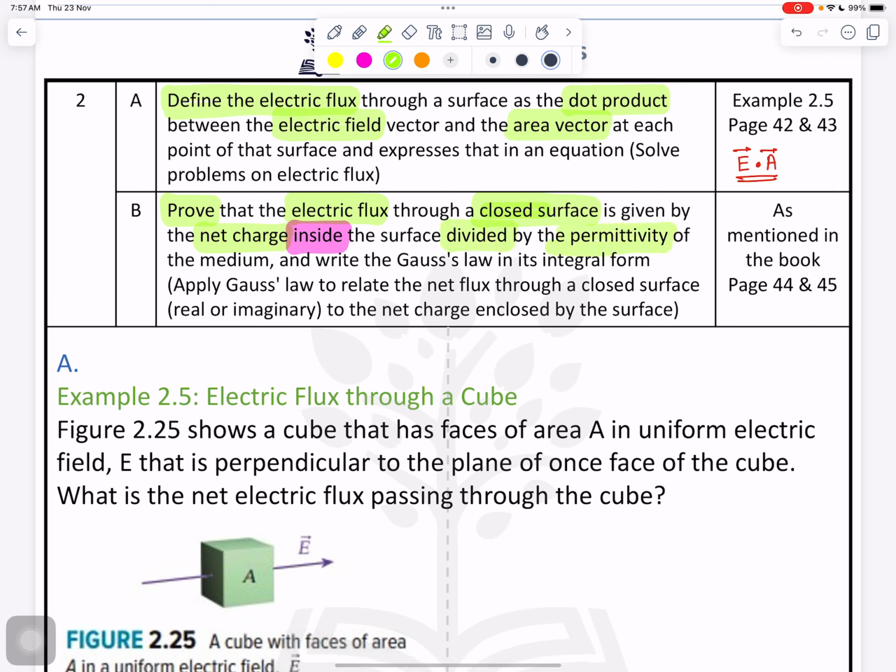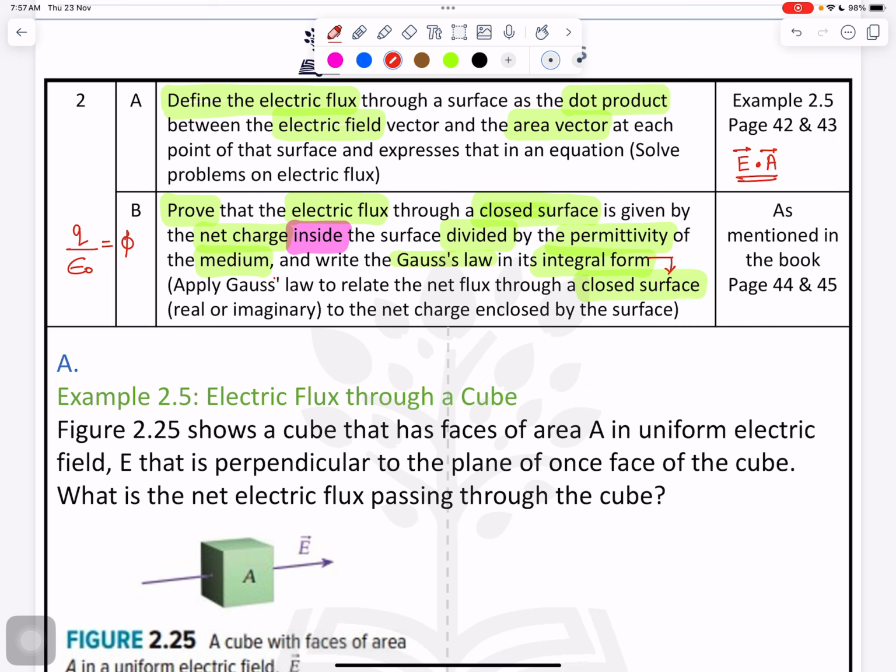So I will prove this as a mathematical relation of the medium. We need to use epsilon and epsilon naught as the medium also. Write the Gauss law in its integral form. Integral form means closed system. Apply Gauss law to relate the net flux through the closed surface. I told you, if we are talking about integral form, it means closed surface, and if we are talking about normal form, that is the open surface.